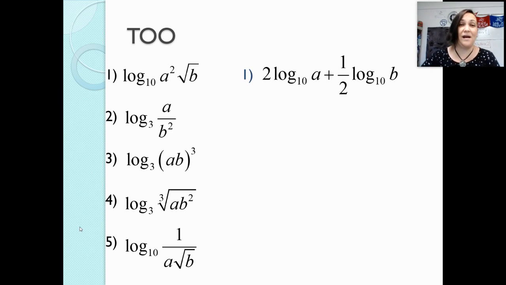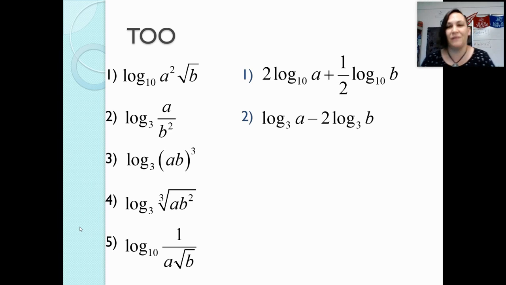On the second one, I got log base 3 of a. Now this time I'm saying the base because it's not a base 10, and so that is important that you write down the base of 3. And then minus, because it was a fraction, 2 log base 3 of b.